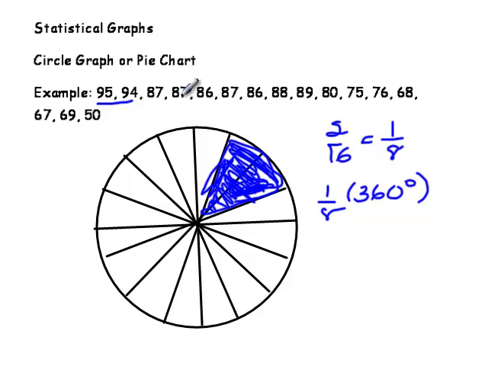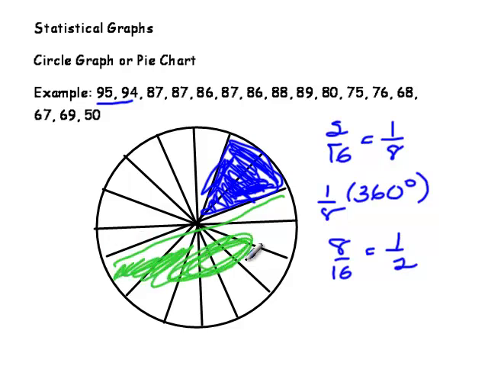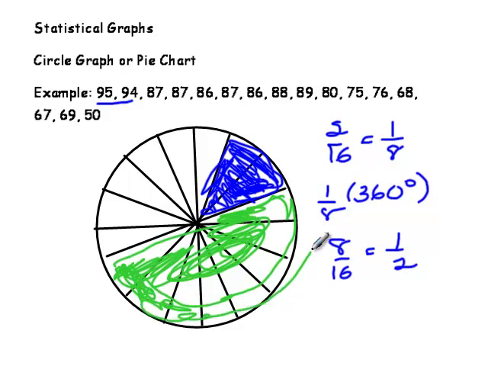Now we do the 80s. 2, 4, 6, 8 of those. 8 out of 16 is 1/2 of the circle. So 1/2 of 360 degrees will be shaded for the 80s. We shade 1/2 of the circle for the 80s. Because my painting here isn't doing really well. But hopefully you got the idea. 1/2 of the circle represents the scores in the 80s.